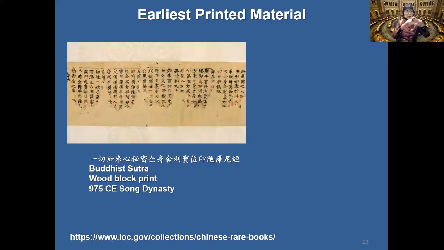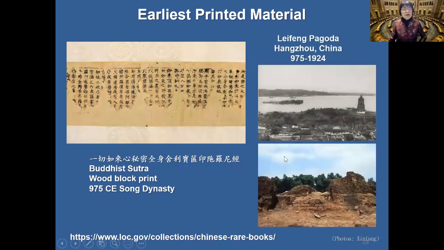It's a wood block print. That means for each page, you have to carve a wood block and then you print on the page. So it's not movable print. Although Chinese also invented the movable print, these are wood block prints. And the story behind this is even more interesting. So I did some research on this.